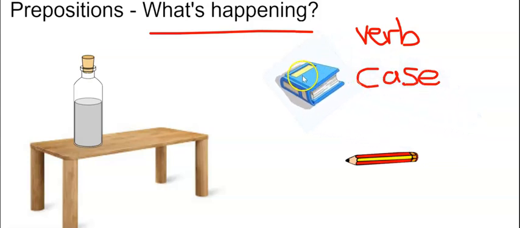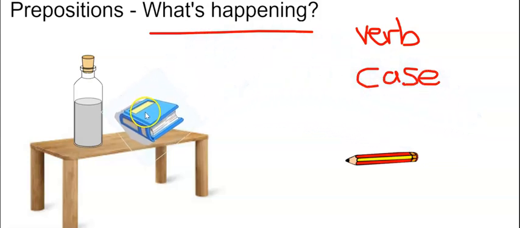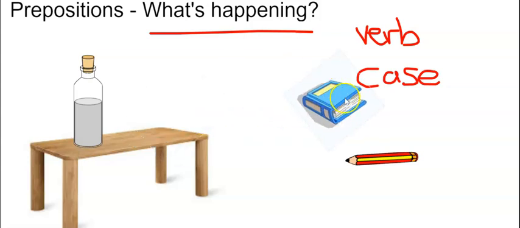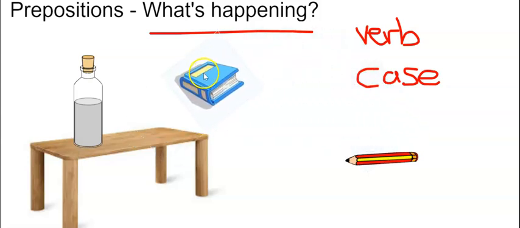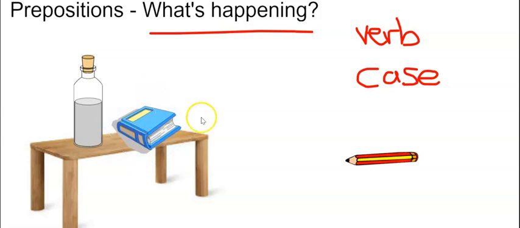Ich lege das Buch auf den Tisch. Das Buch liegt auf dem Tisch. Ich lege das Buch auf den Tisch. Das Buch liegt auf dem Tisch.